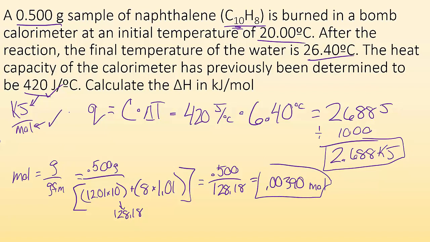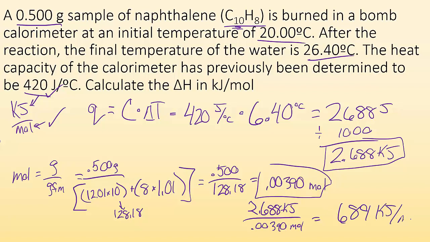So that's the second thing that I need, right? That is the moles. So now I just need to do kilojoules divided by moles. I'm running out of room, so I'm going to squeeze it in down here. So that's going to be 2.688 kilojoules divided by 0.00390 moles. And I plug and chug, and I get a final answer of 689 kilojoules per mole.